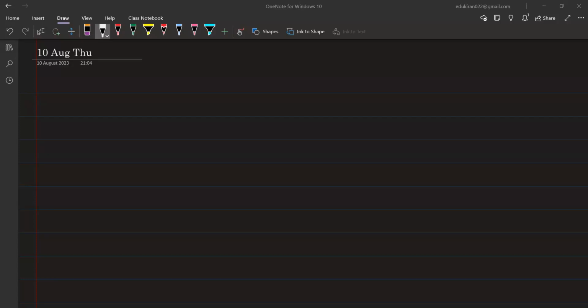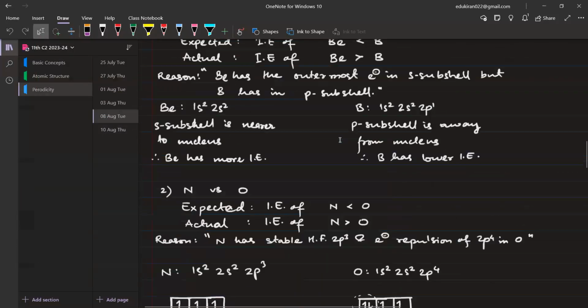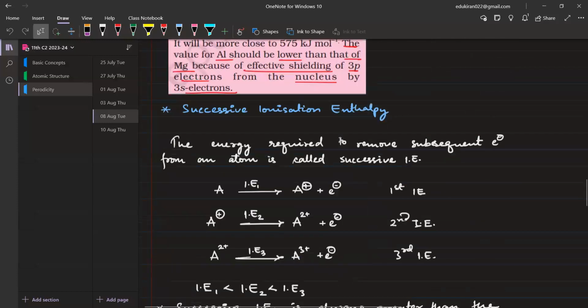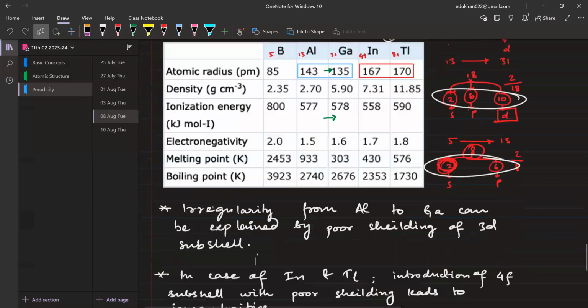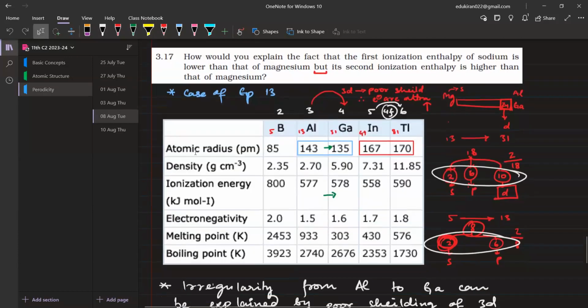We did ionization enthalpy, right? And did we do anything else in the last lecture other than ionization enthalpy? Ionization enthalpy, irregularities in trend, successive ionization enthalpy, and irregularities in the trend in the case of group 13.